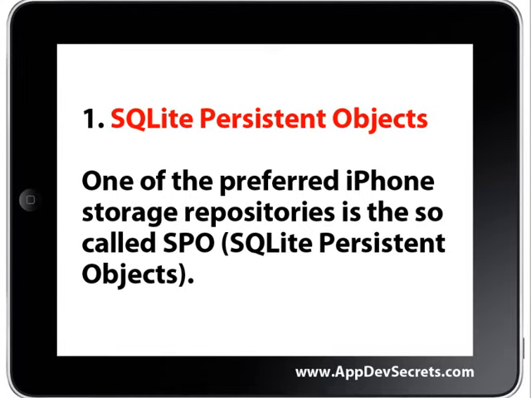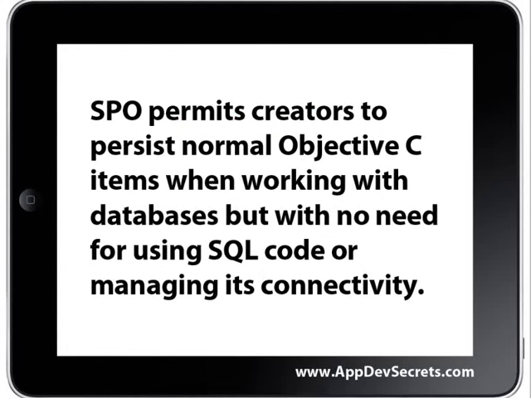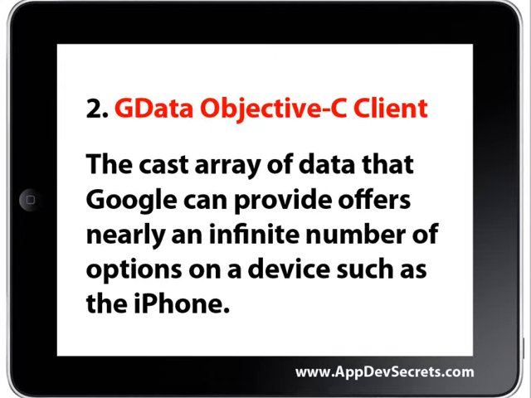1. SQLite Persistent Objects. One of the preferred iPhone storage repositories is the so-called SPO, SQLite Persistent Objects. SPO permits creators to persist normal Objective-C items when working with databases, but with no need for using SQL code or managing its connectivity.